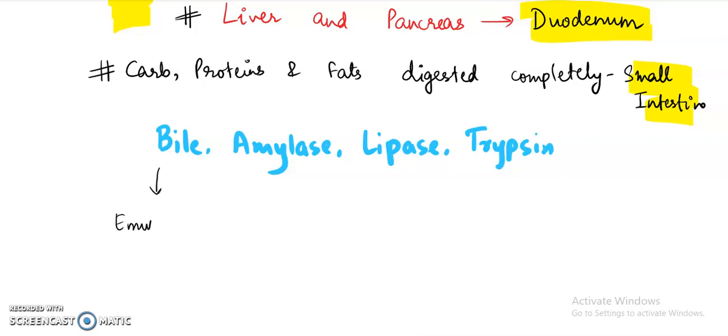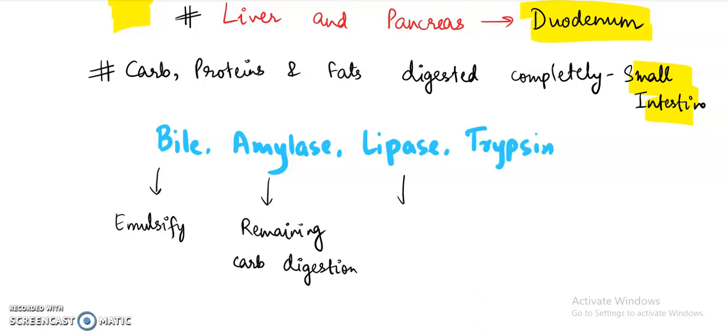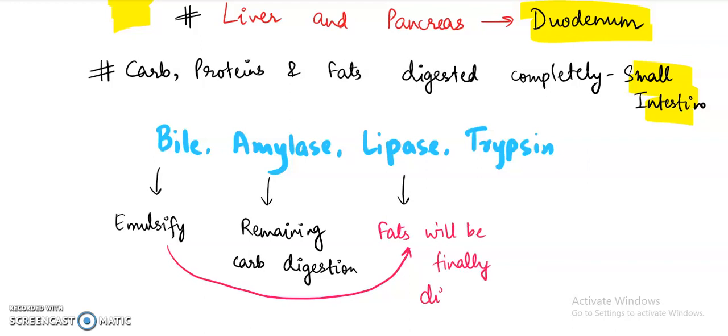Bile will come and it will first emulsify the fats. Similarly, when amylase comes into the duodenum, the remaining carbohydrate will get digested. So the remaining carbohydrate digestion will get over in the small intestine. When emulsification of the fats is done, only then will lipase act on the fats, and the fats will be finally digested. This means the complete digestion of fats occurs in the small intestine.